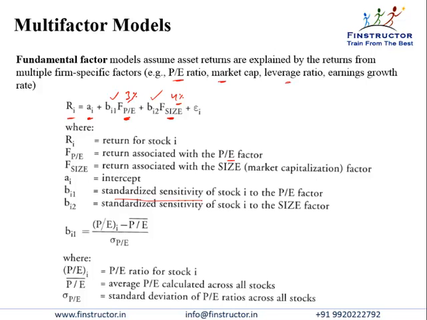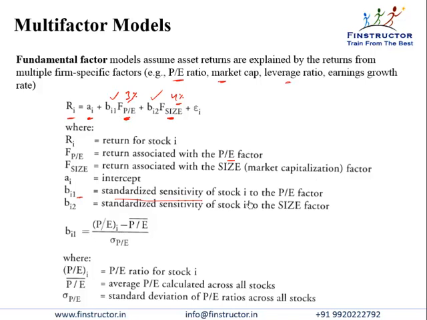Something like, on an average, small companies outperform bigger companies by so much. The factor sensitivity is the standardized sensitivity, which will tell me whether my company actually is a small company or a big company. If it is a big company, probably this has to be negative, because it will give a lower return. Similarly with the PE ratio.